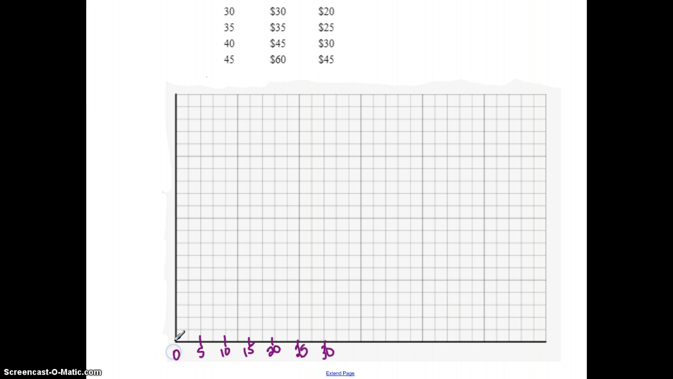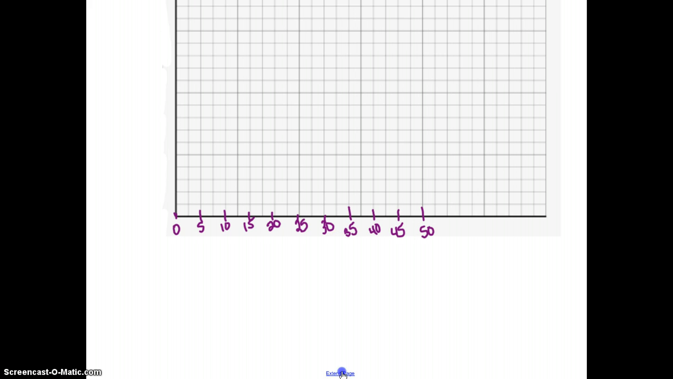Which means the beginning here would have been 0. 35, 40, 45, 50, and I can keep going if I want. One thing I do need to realize though is that this is ages, and these would be in years.